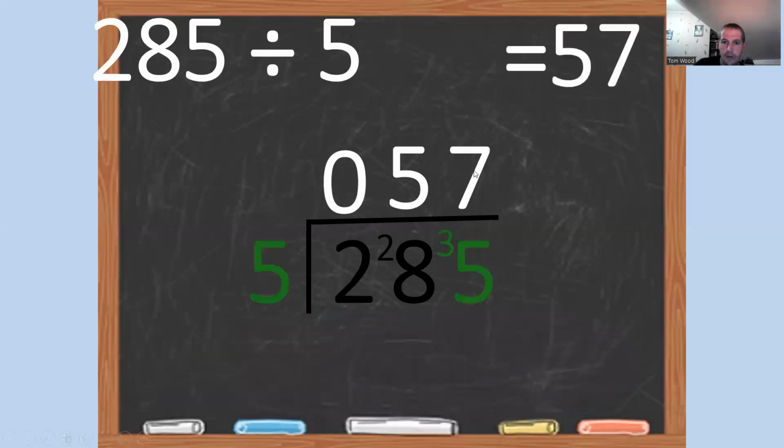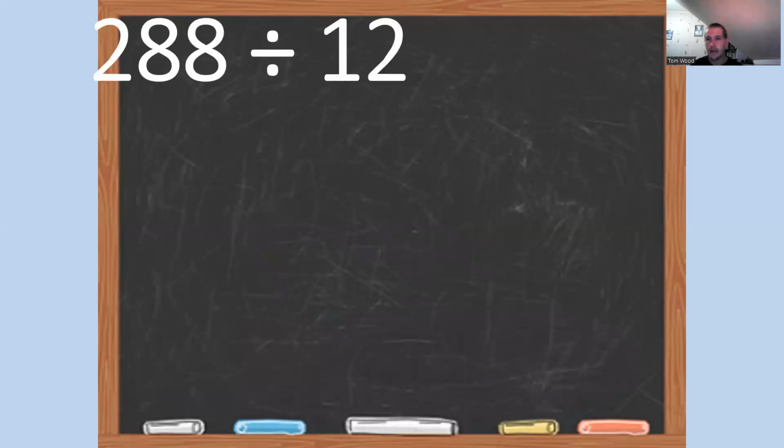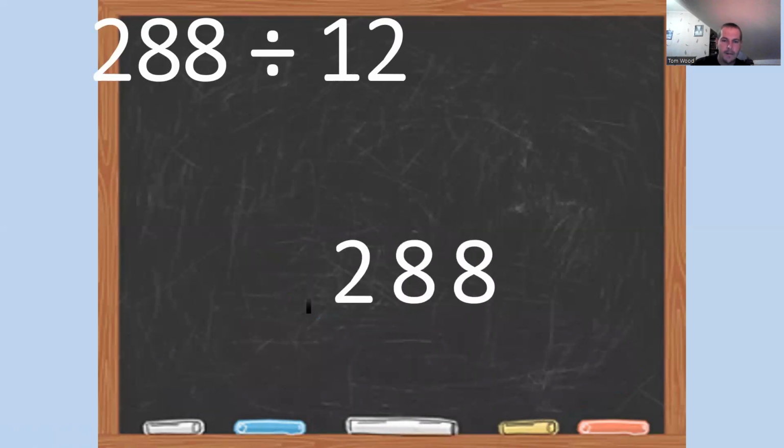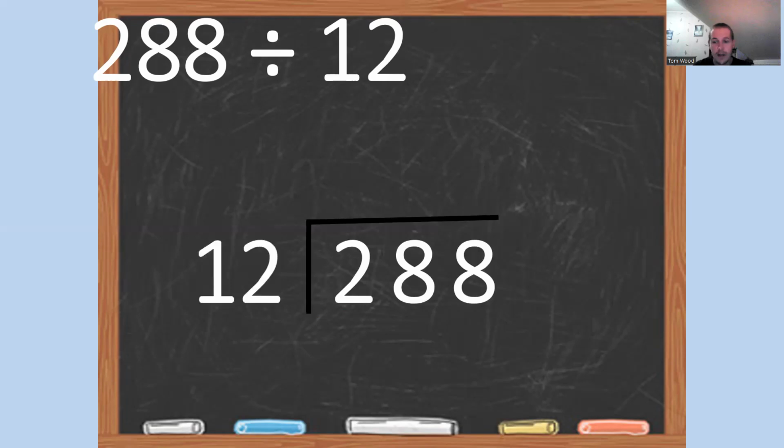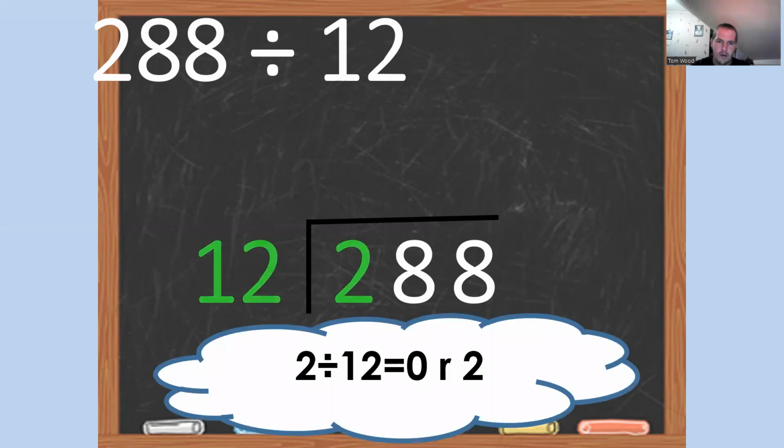So let's have a look at another example then. This one here is just to demonstrate that this will also work with 2-digit numbers. There's no difference. So in this case, I've got 288 and I'm dividing it by 12. I'm going to do the exact same thing. Does 12 fit into 2? No, it doesn't. It's too large. So the 0 goes on top, the 2 carries to the next column.